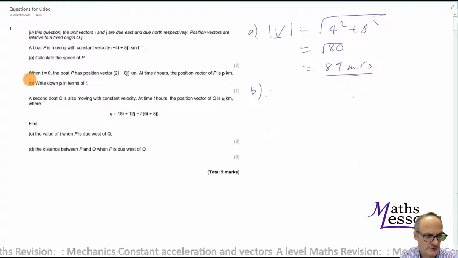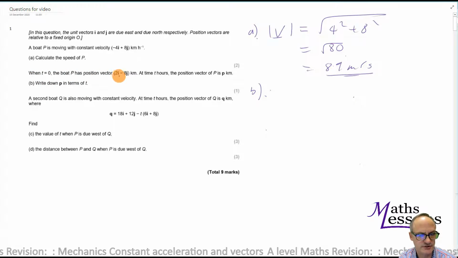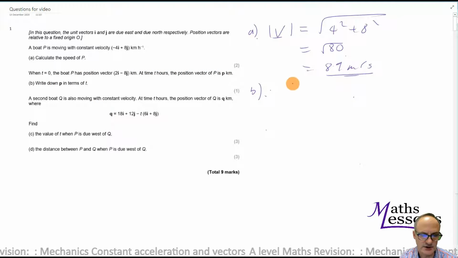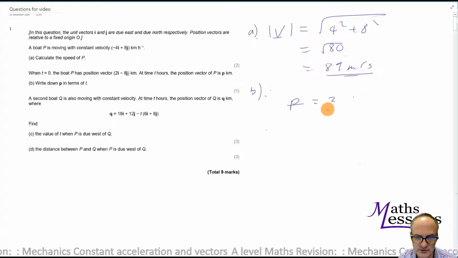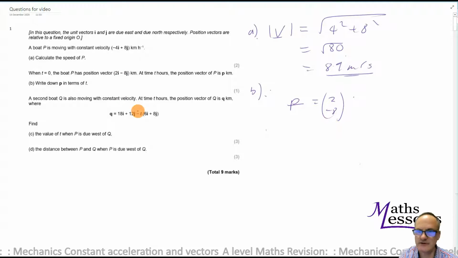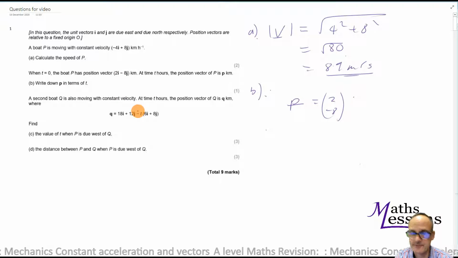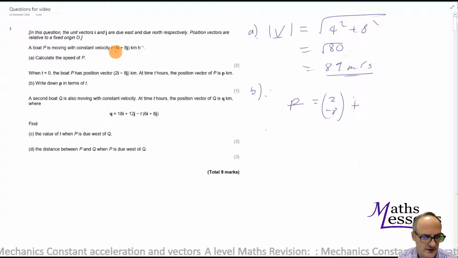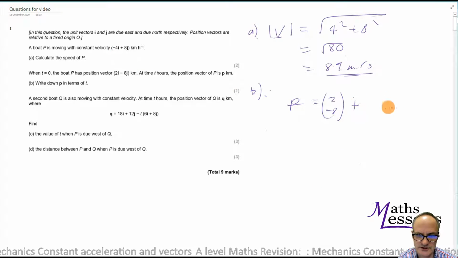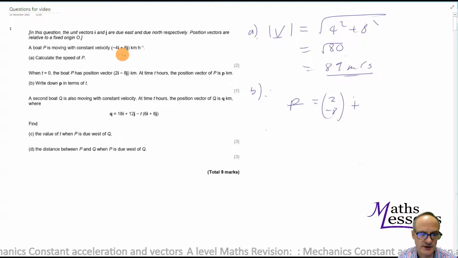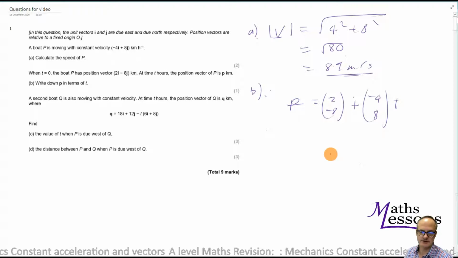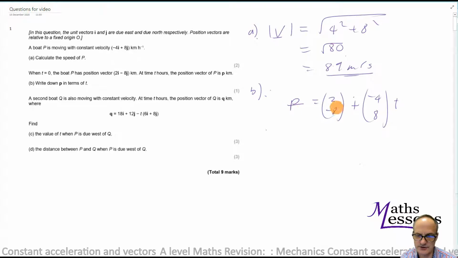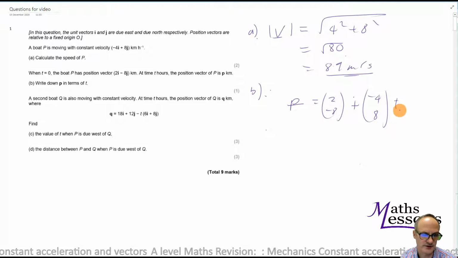Part B: when t equals 0, the boat P has position vector 2i minus 8j. At time t hours, the position vector is p. Write down p in terms of t. So it's going to be its initial position, which is 2, minus 8. I'm going to write them as column vectors rather than i's and j's. It doesn't matter which you do. I prefer column vectors because I find they make the equations you want to deal with later easier to see. So we're going to get minus 4 and 8 times t. So the position at any point in time is equal to the initial position plus the velocity times the time.